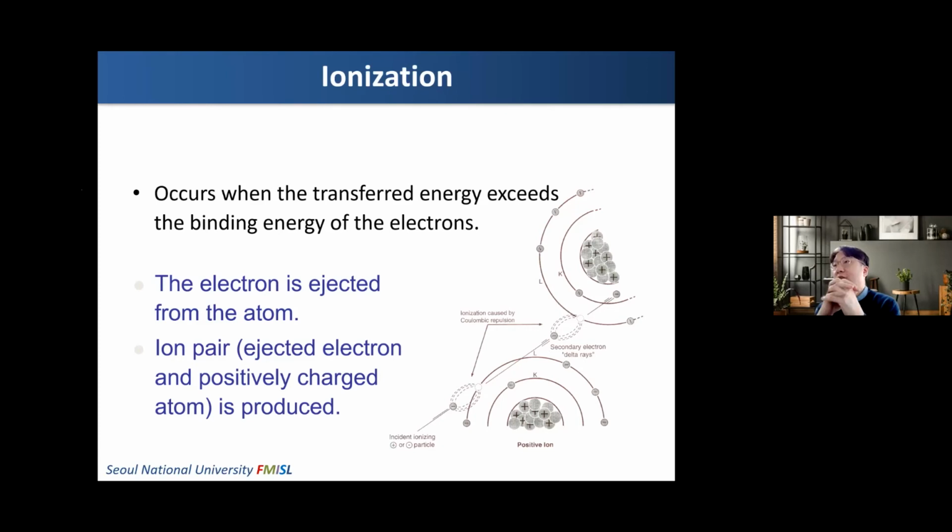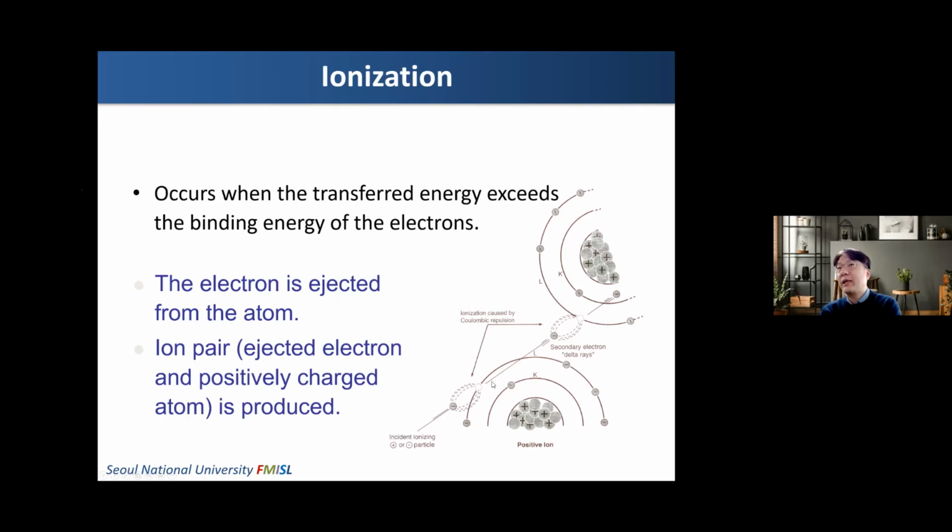Let me now move to ionization. As I told you, there are two different mechanisms: excitation and ionization. Ionization means the Coulomb force of the charged particle is used to totally eliminate an electron from the orbit of a specific atom or molecule. Of course, this mechanism occurs when the transferred energy exceeds the binding energy of the electron, and this electron is ejected from the atom.